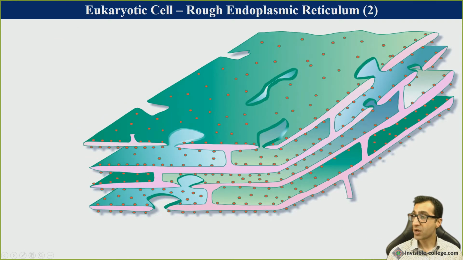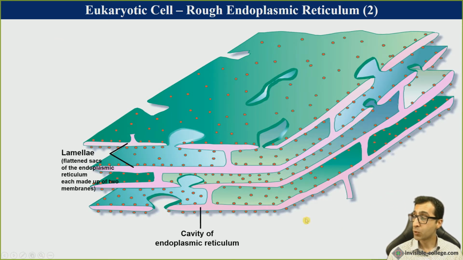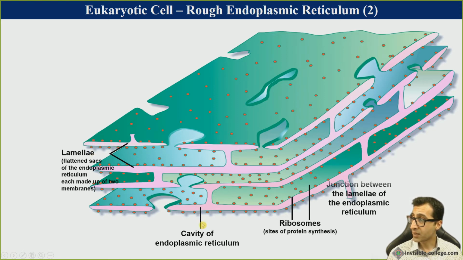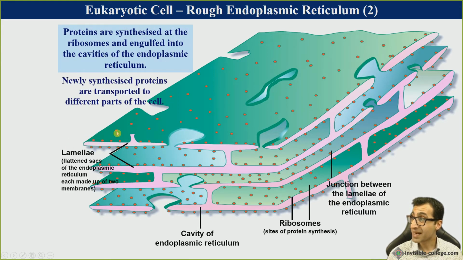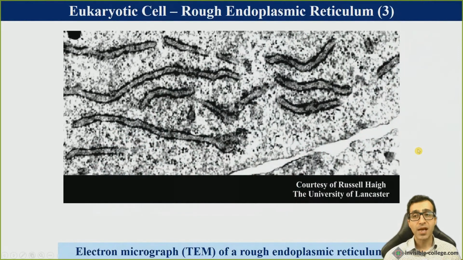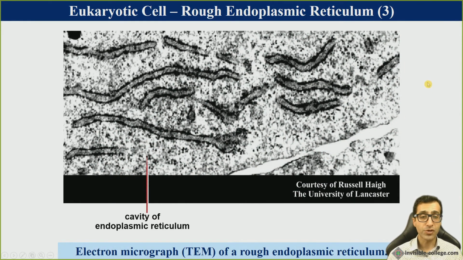So this is a diagram showing that endoplasmic reticulum and the membranes that make it up in more detail. Between those membranes you have the space called the cavity of the endoplasmic reticulum, and the flattened membranes themselves are referred to as lamellae. This is an electron micrograph showing the same thing here.